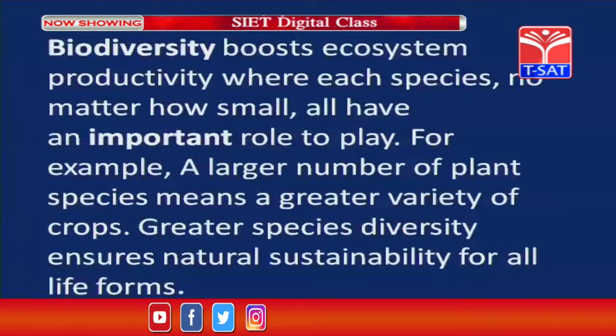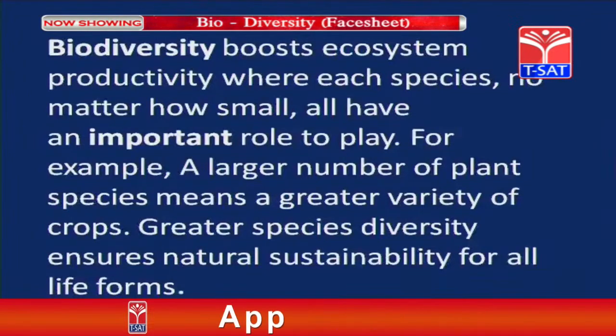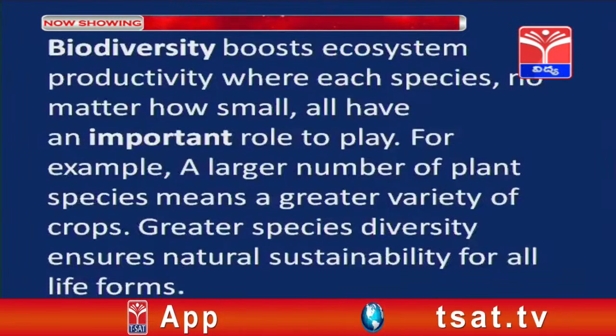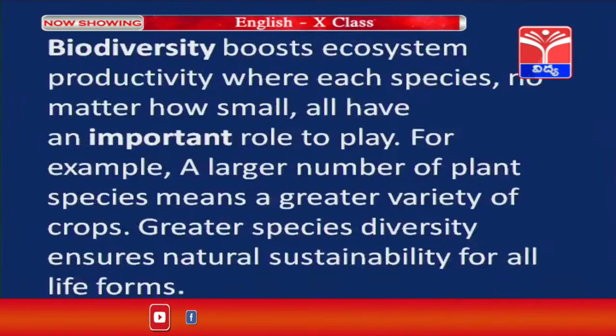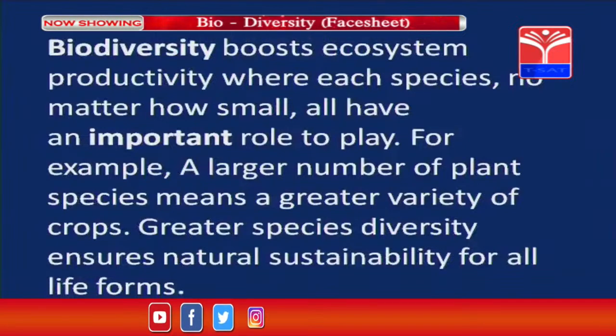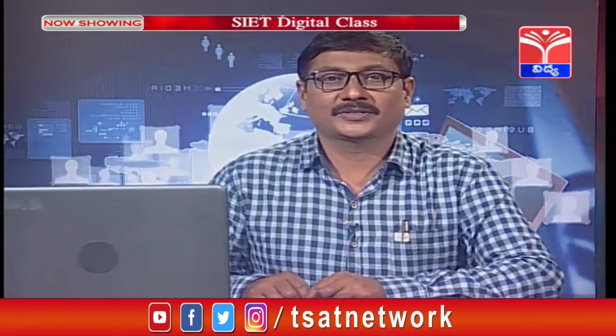Biodiversity boosts ecosystem productivity, where each species, no matter how small, has an important role to play. For example, a larger number of plant species means a greater variety of crops. Greater species diversity ensures natural sustainability for all life forms. Dear children, I hope you have understood the meaning and the importance of biodiversity.